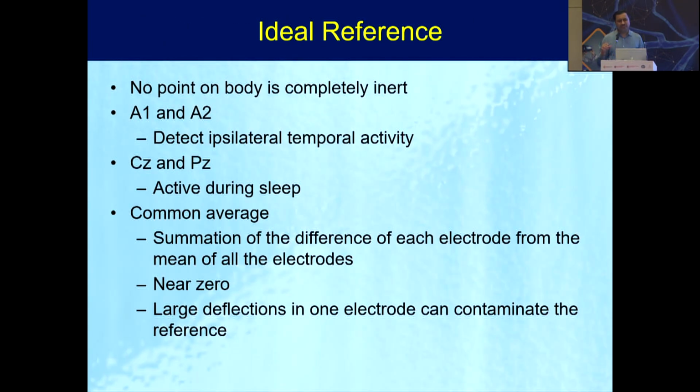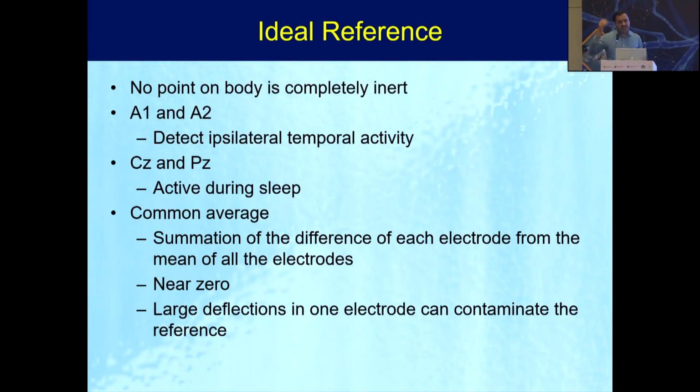But there are certain advantages and disadvantages of using a reference. There is no point in the body which is completely inert. Suppose we use A1 and A2, they are very near to the temporal lobe. So in cases of temporal lobe epilepsy, A1 and A2 will not be 0 or inert, they will also become active. And as you know, when the reference becomes active or contaminated, it is difficult to really judge that activity.